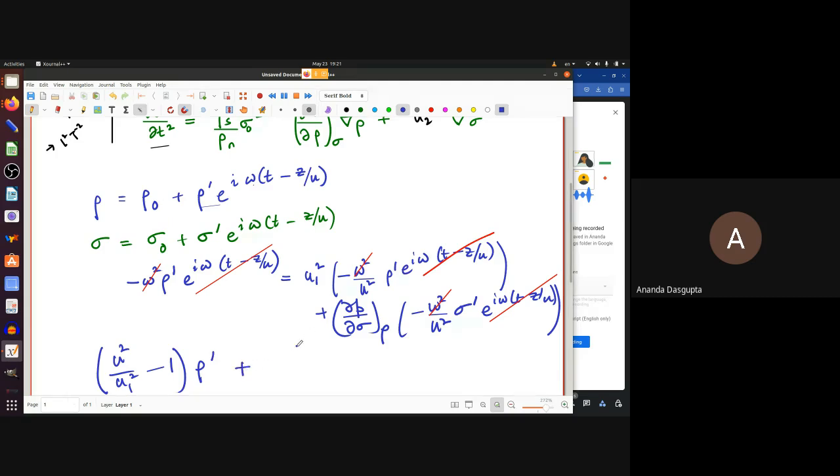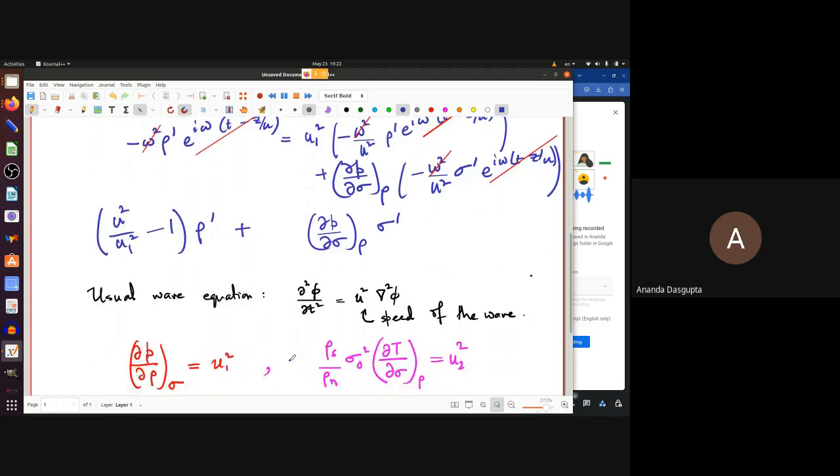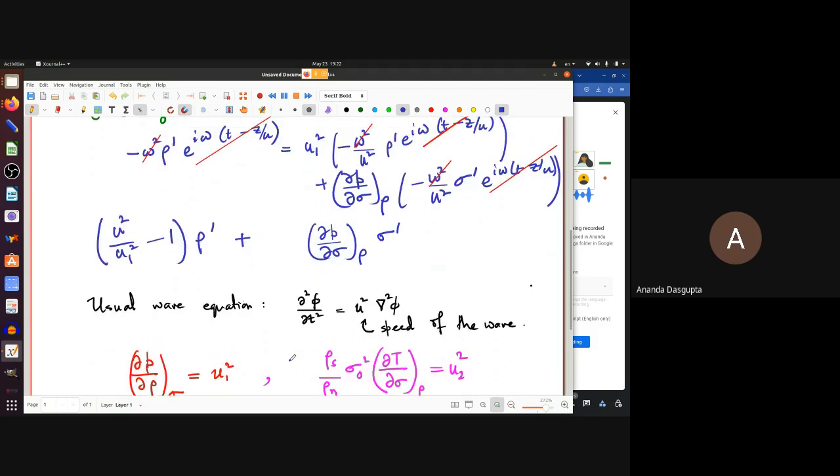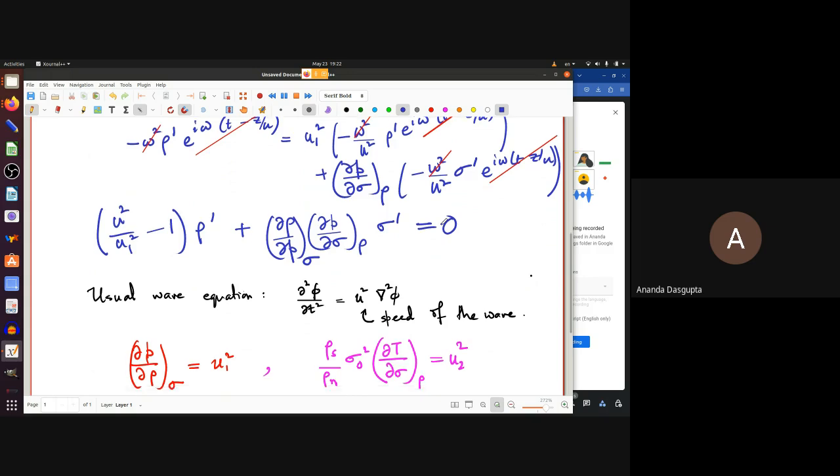Plus, basically the u square will cancel here, but there will be a 1 over u1 square, which means in addition to this del p del sigma at constant rho, sigma prime, there will be a 1 by u1 square. And we already know what u1 square is: u1 square is del p del rho at constant sigma. So this is del rho is equal to 0. Okay? Clear?